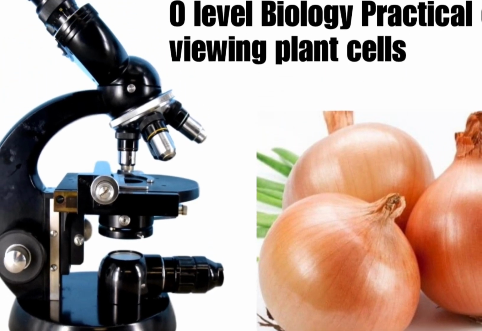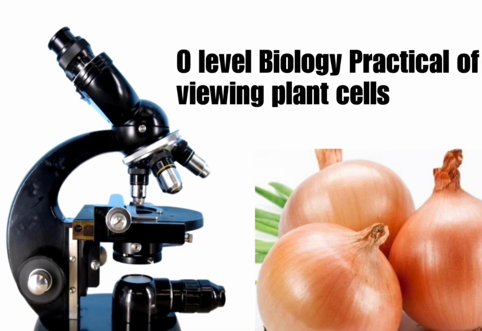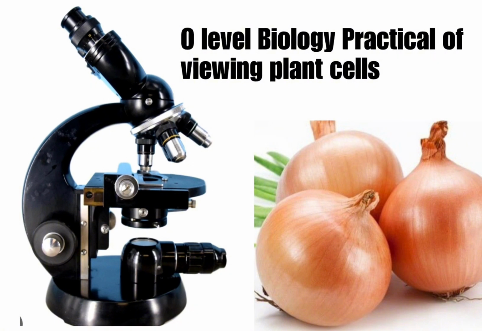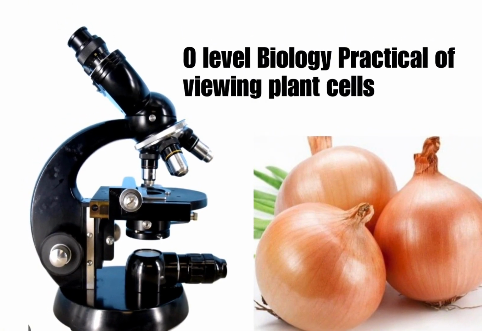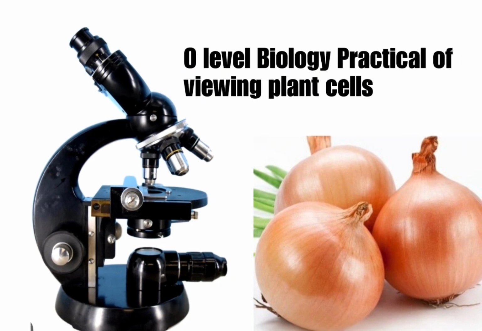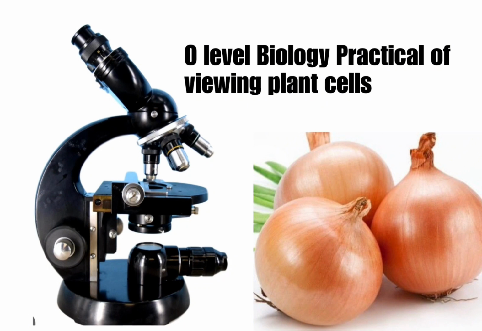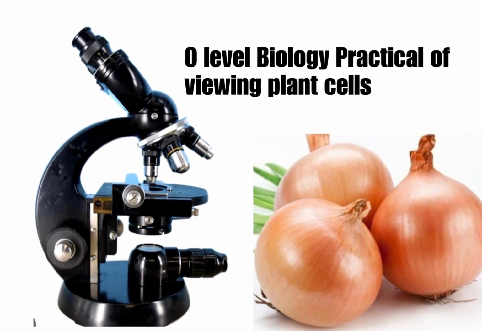Today we are going to discuss a simple experiment on how to view plant cells using a microscope. Onion cells are often used as their cells are relatively big and therefore they can be seen clearly. However, they do not contain any chloroplast. If you wish to view chloroplast, you use a moss plant.